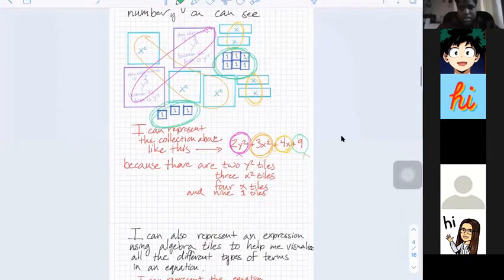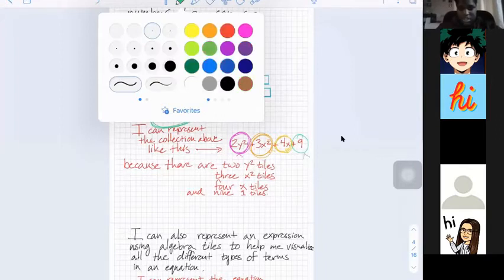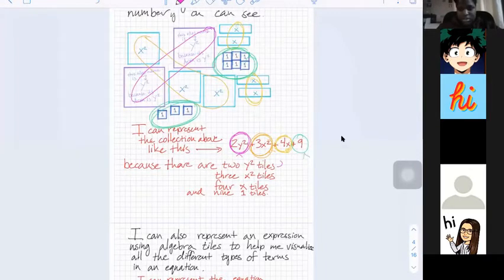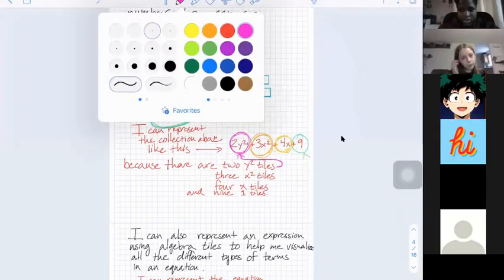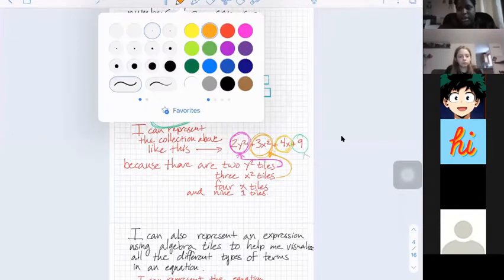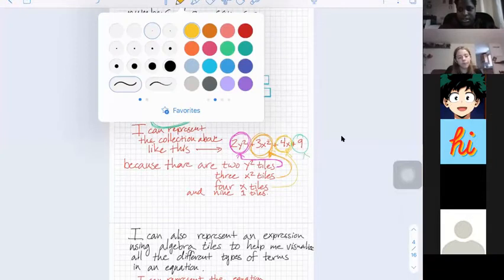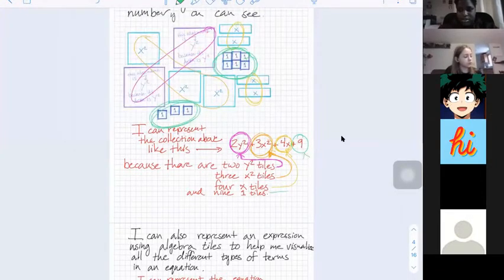So the reason that we call it 2y squared is because it represents 2y squared tiles. And the reason that we call this 3x squared is because we have 3x squared tiles. And the reason that we call it 4x is because there are 4 x's. And the reason why we call it 9 is because there are 9 ones.